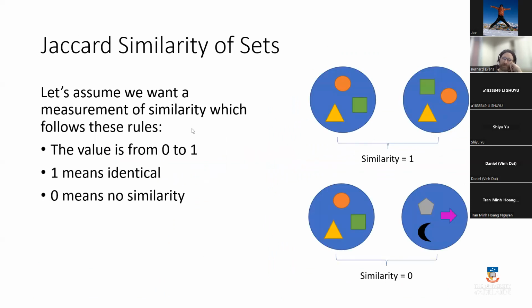Okay, so Jaccard similarity. Let's start with similarity, right? So let us assume that we want a measurement of similarity which follows these rules. If these two sets are completely different in every way, you can see there's a yellow triangle, green square, orange circle, gray pentagon, black moon, purple arrow. Nothing in common. I'm going to say they are 0% similar, right? If they're completely the same, I'm going to say 100% similarity. So this is the metric I'm going for.